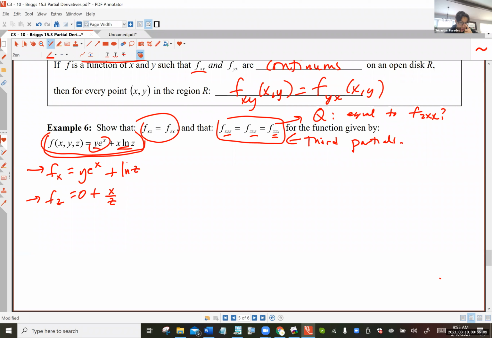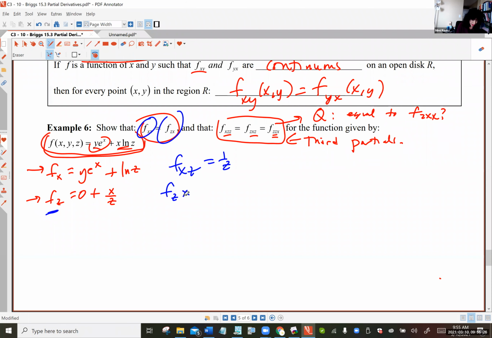And what is the derivative of fx with respect to z? Is it 1 over z? Just 1 over z. Very good, because the first partial y to the x is 0. So this is going to be 1 over z. Fine. So we got fxz. Now let's go get fzx. So you're going to start with fz and take his derivative with respect to x. So you're going to get fzx.